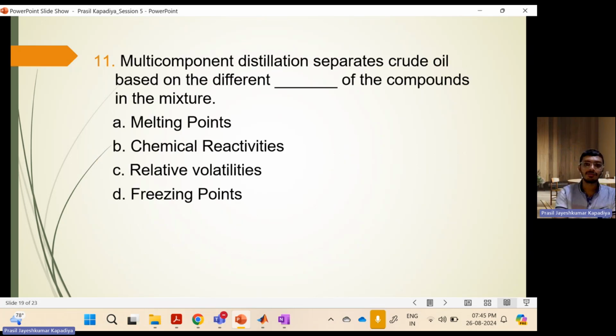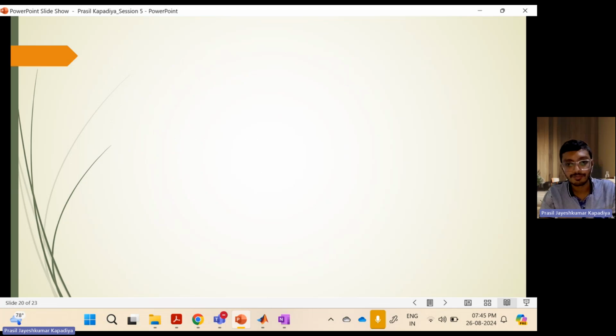Next question. Multi-component distillation separates crude oil based on different dash of compounds in the mixture. So this is based on difference of relative volatilities, or in our general words we say based on the difference in normal boiling points. So the correct answer is C, relative volatilities.